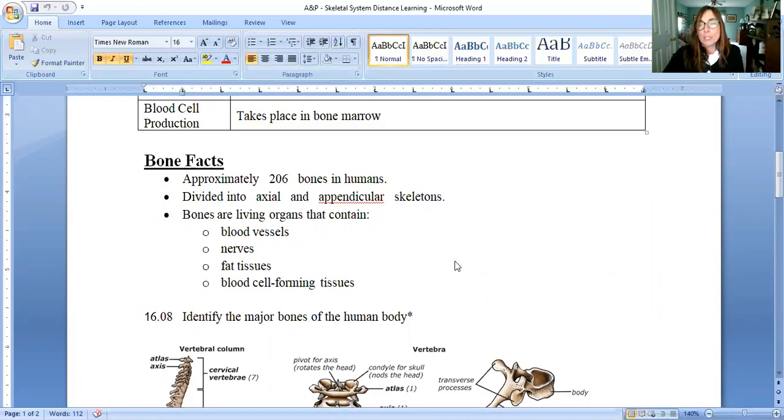Remember that bones are living organisms. We have an endoskeleton that is alive and grows with us, unlike the exoskeleton that arthropods have. And because they're living, they contain blood vessels and nerves and fat tissues and blood cell forming tissues.